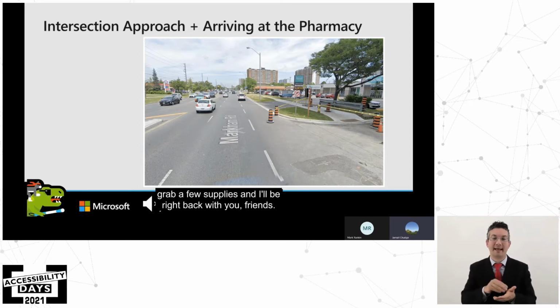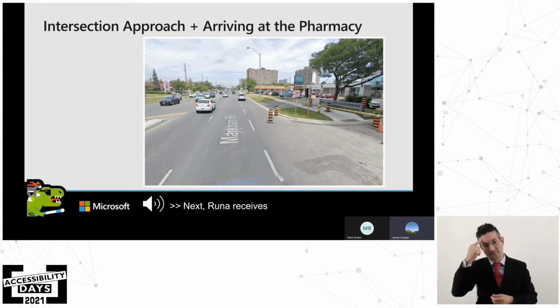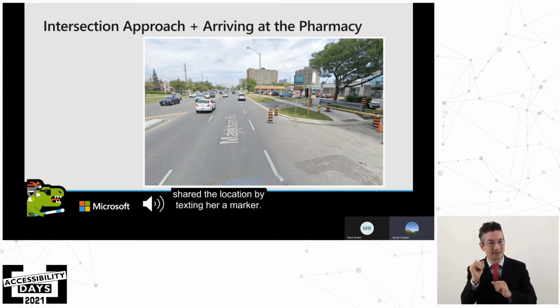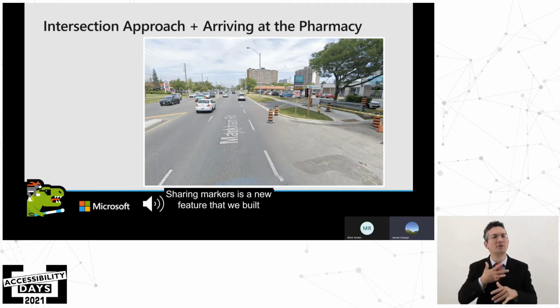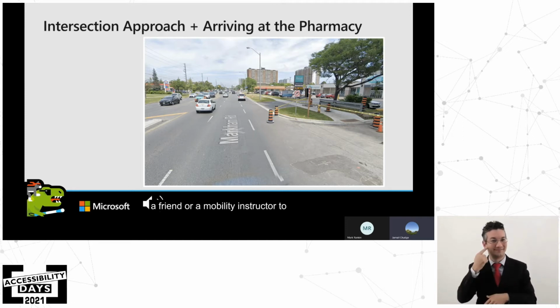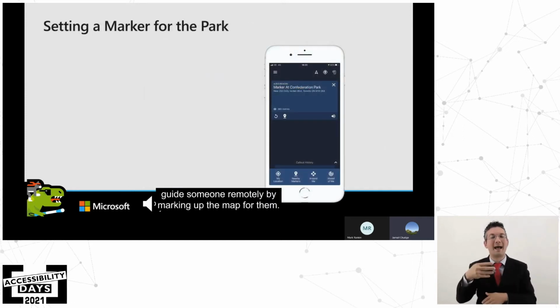Next, Runa receives a text message from a friend to meet her at the park. The friend is also a Soundscape user and has shared the location by texting her a marker. Sharing markers is a new feature that we built especially now during social distancing to enable a friend or a mobility instructor to guide someone remotely by marking up the map for them.